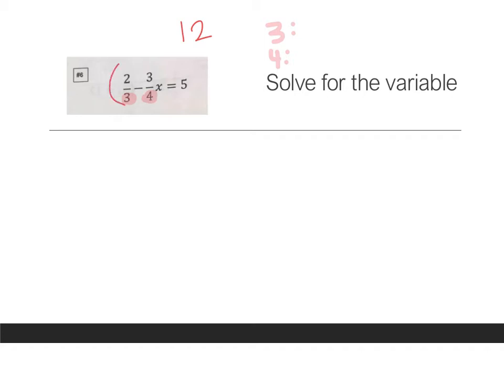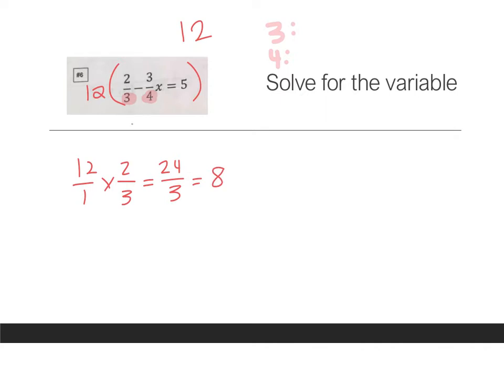So we're going to multiply this entire thing by 12. Now notice there are no parentheses, which means I'm going to multiply every single thing here by 12 so that my fractions are cleared. So I'm going to do 12 over 1 times 2 over 3, which is going to give me 24 over 3, which is going to give me 8.